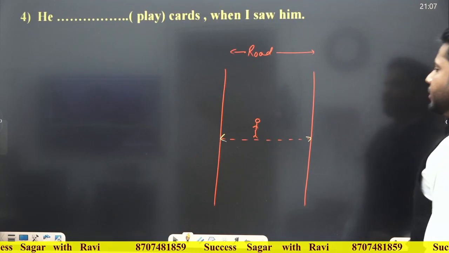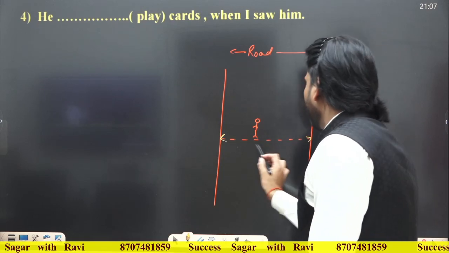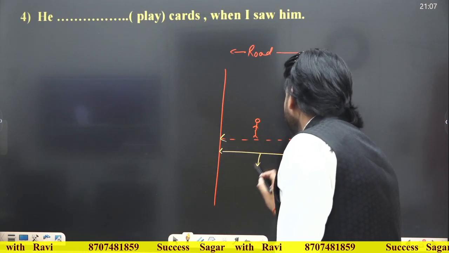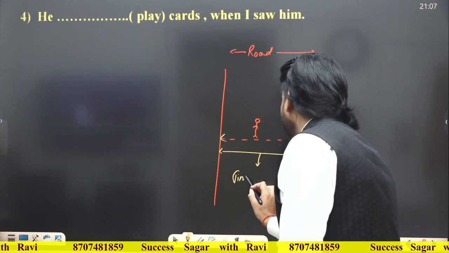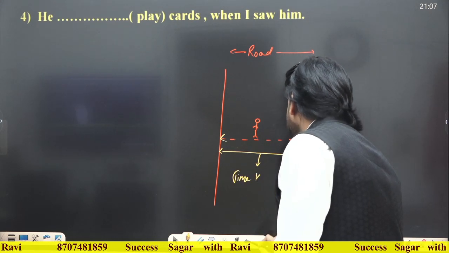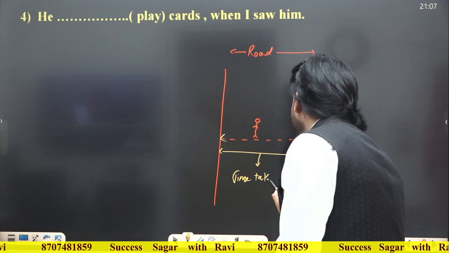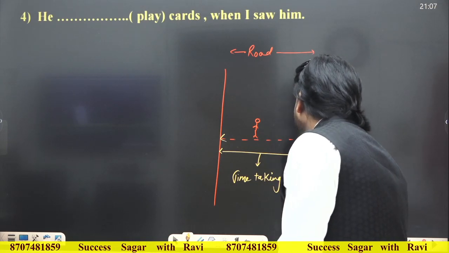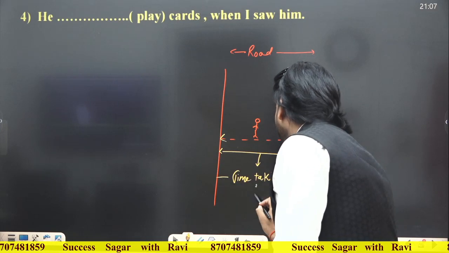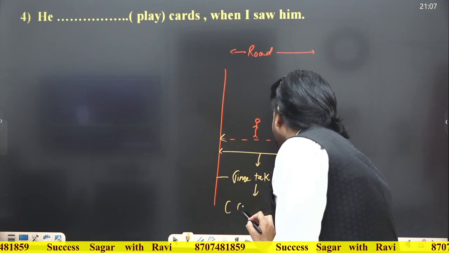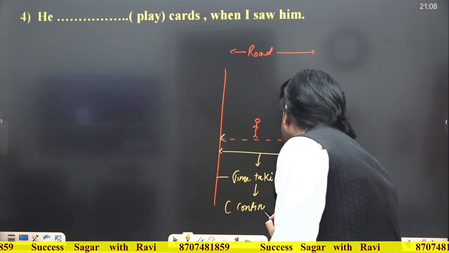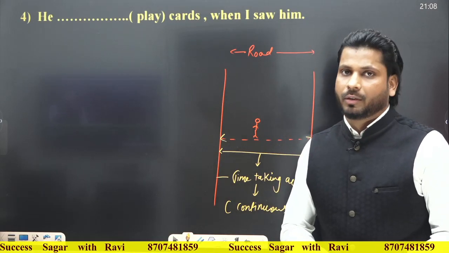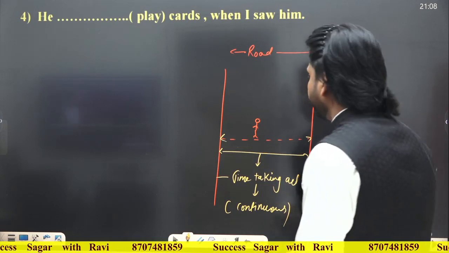Let us come to the question over here. The person is crossing the road. So the process of crossing the road is a time-taking action. And time-taking actions are written in continuous tenses. It may be past continuous, it may be present continuous depending upon the situation.